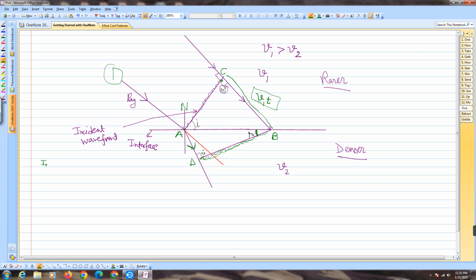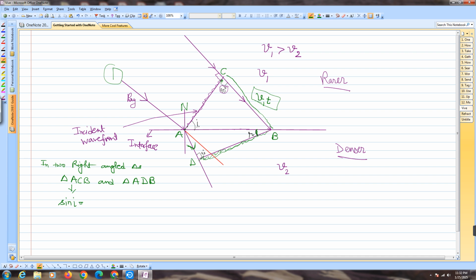So in two right angled triangles, and these two right angled triangles are triangle ACB and triangle ADB, correct? In triangle number 1, if we are applying trigonometry, we can find the value of sine I.